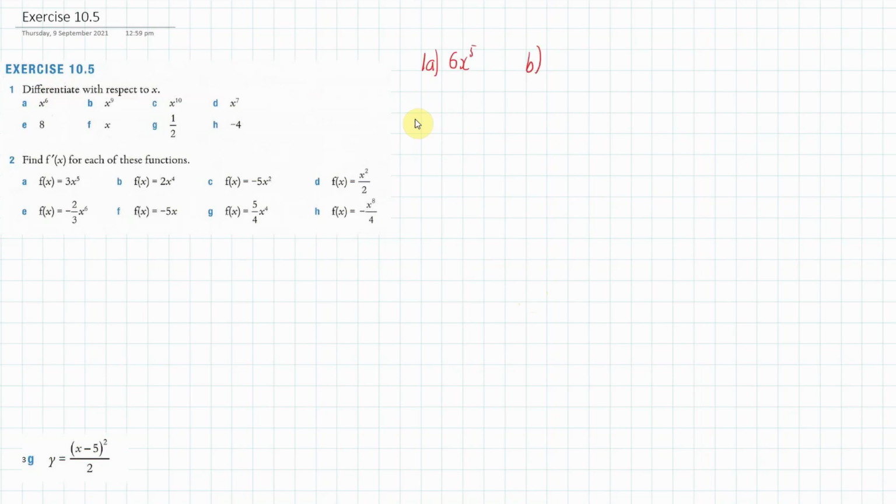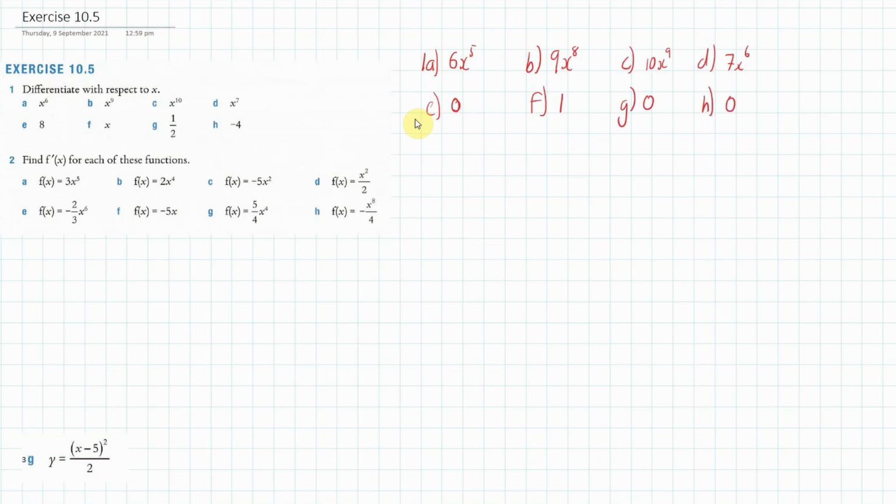For b, we're going to take that 9, so it's going to become 9x to the power of, drop the power down, 1, 8. C, that'll become 10x to the 9. D will become 7x to the 6. E, 0, that just drops out because there's no x term there. F, the power of that one is 1, so it's just simply going to become 1 times x to the power of 0, which is just 1. The G is going to drop out, as is the H.